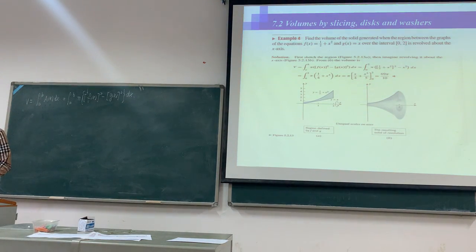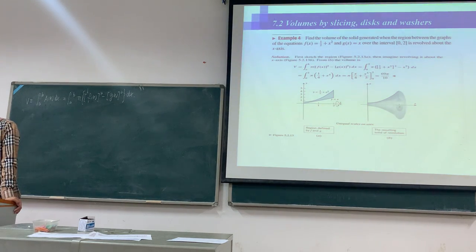For this formula, we give an example. Find the volume of the solid produced when the region between the graph of the equation f(x) equals 1/2 plus x squared and g(x) equals x over the interval 0 to 2 is revolved about the x-axis.